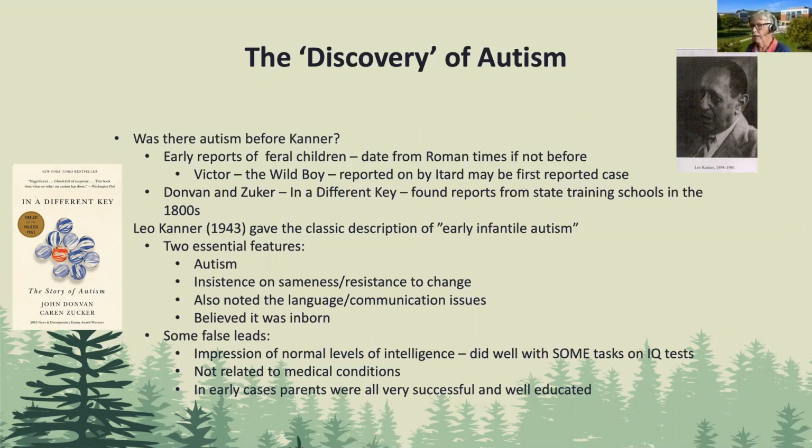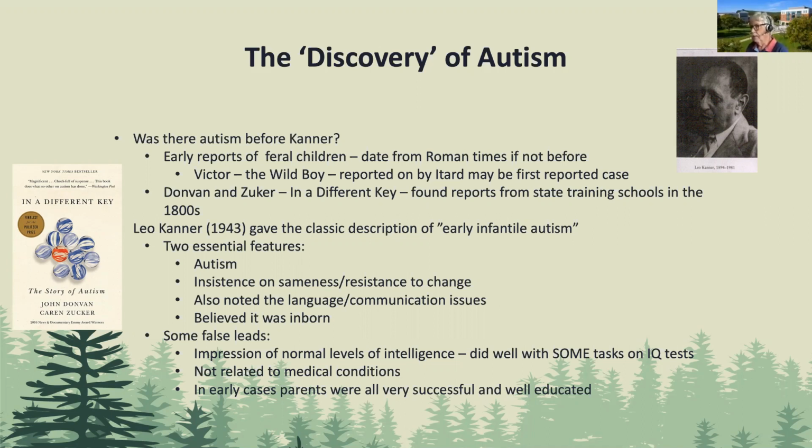Leo Kanner in 1943, the first child psychiatrist in the country, gave the classic description of early infantile autism. He said there were two essential features. One was autism and the other was insistence on sameness and resistance to change. We'll talk more about this in a second. He also noted the language and communication issues, and he believed that autism was something that was inborn, that had its onset even before birth.